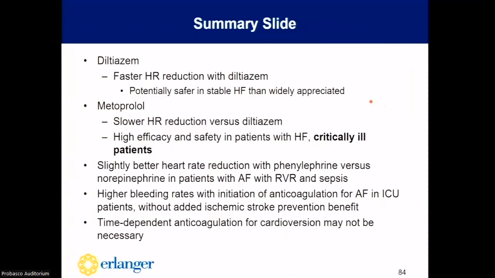For metoprolol, you do still see similar efficacy at 1 hour, so a slower heart rate reduction. But ultimately, we see better efficacy and mortality benefit in our critically ill patients, and also in our heart failure patients. We did see slightly better heart rate reduction with phenylephrine versus norepinephrine in patients with AFib with RVR and sepsis. Higher bleeding rates were associated with the initiation of anticoagulation for AFib in ICU patients without added ischemic stroke benefit. We also saw that time-dependent anticoagulation for cardioversion may not strictly be necessary in patients that have low baseline cardioembolic or thromboembolic risk.